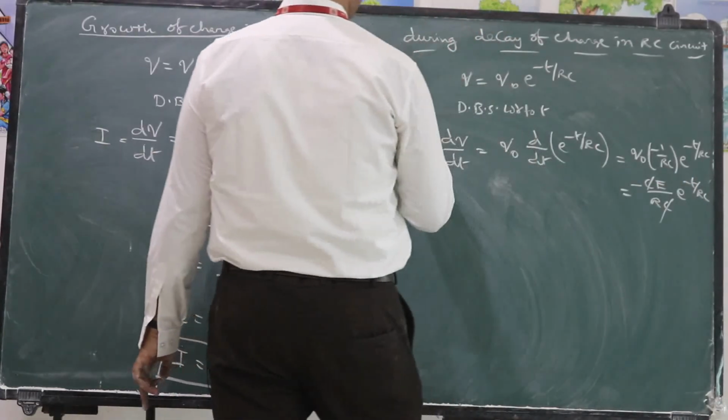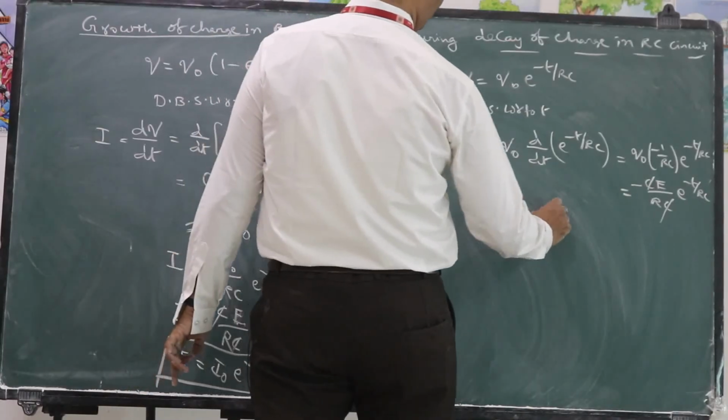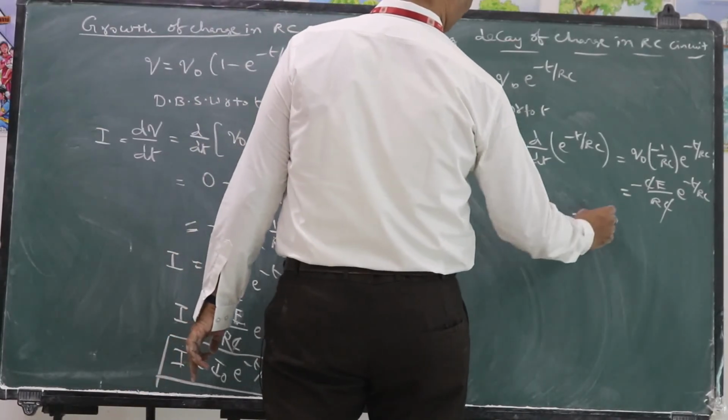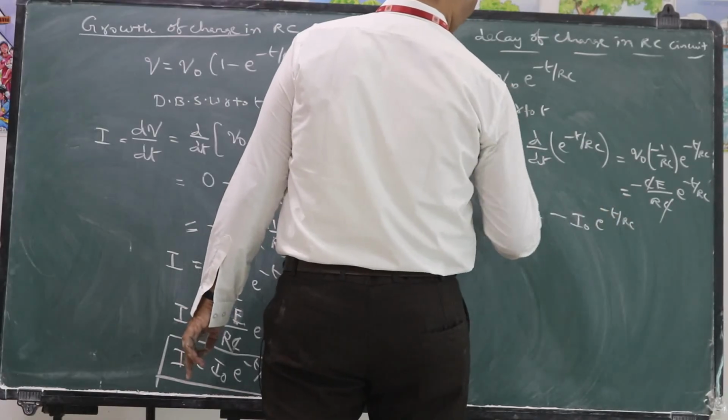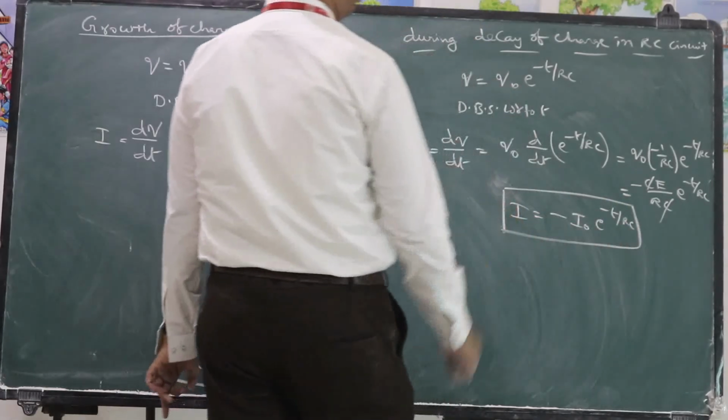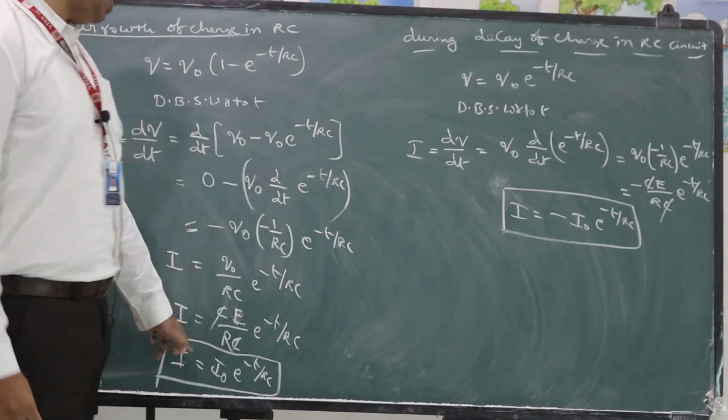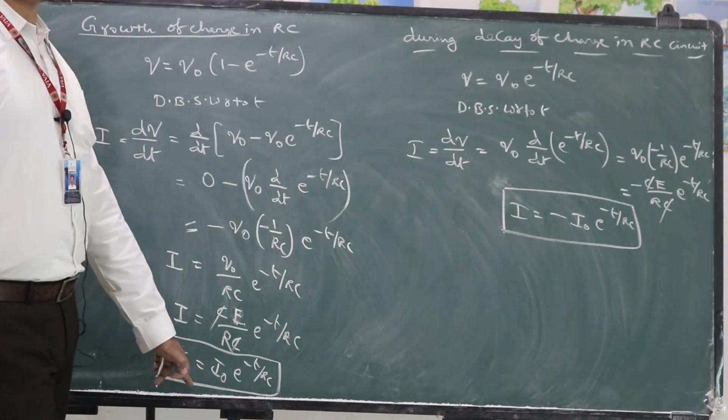dq by dt is I. So I is given by minus I naught e power minus t by RC. Only the direction gets reversed. It's the same expression you got, with the negative sign.